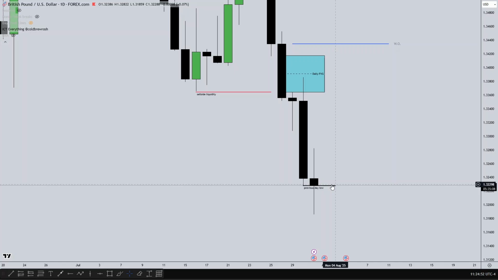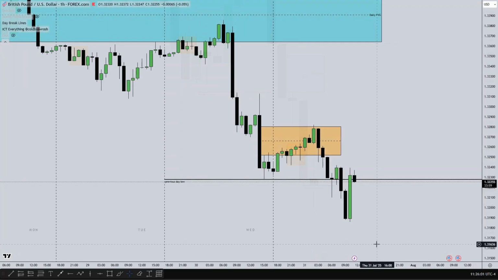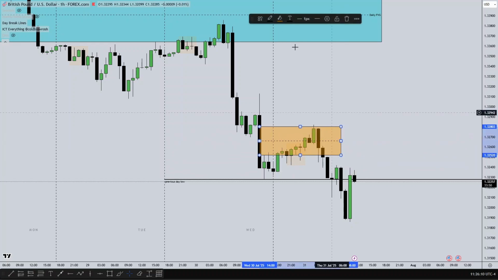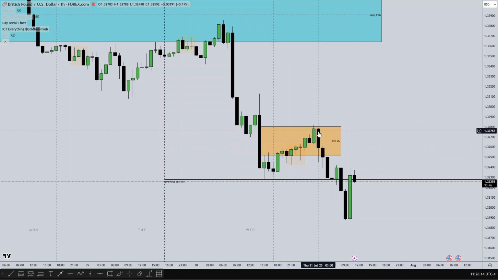So moving to the 1 hour time frame. On the 1 hour time frame of GBP USD, you can see from the opening price that price opened, traded to the 1 hour fair value gap, respected the 1 hour fair value gap, and took out the previous day low. Now this is one of the easiest trades to identify because this is an easy power of three.